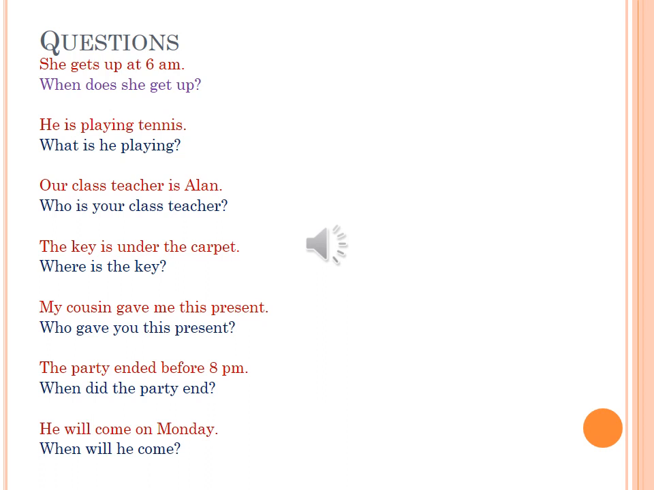Look at the next sentence. He is playing tennis. Already we have a helping verb here. So what is he playing? This is how we can frame the question. What is the question word, is the helping verb, he the subject, and the rest of the sentence. What is he playing? And our class teacher is Alan. Look at the sentence. Is is the verb. So we can frame the question very simply.